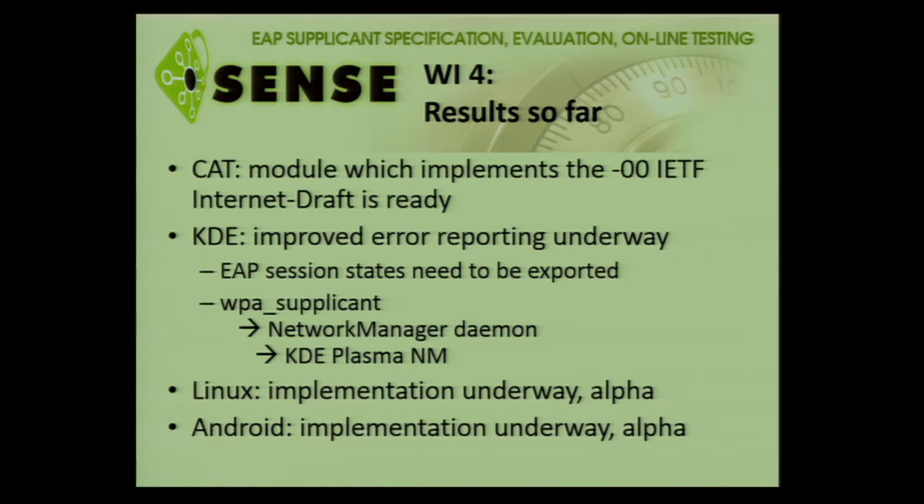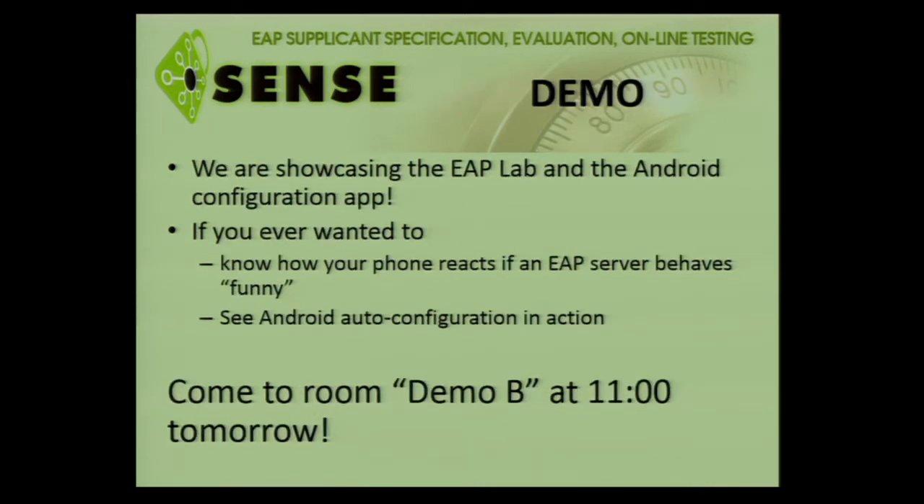So the future Linux cat module will be generic. You wouldn't call it an app on Linux, but it is an app which actually consumes the config file and does the right things. And finally, there is the Android implementation. It is underway, and it is in an alpha state, so you can use it.